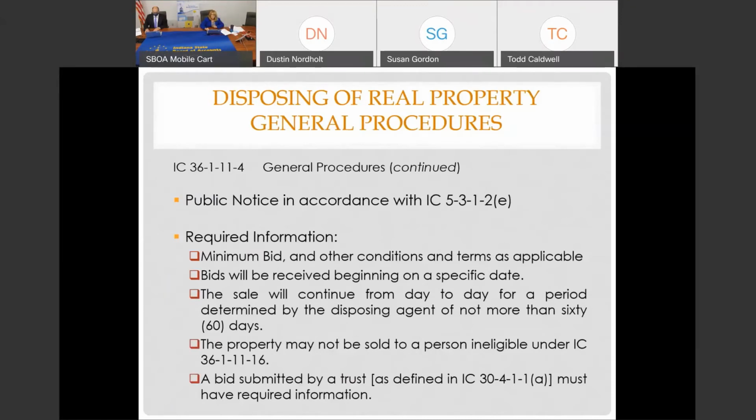We had the approval process, and we had an appraisal process. Now we have an advertising process, right? And the public notice is in accordance with 5-3-1-2-E, which was referenced on one of the previous slides. And there is a certain amount of information that has to go in that public notice. You have to discuss the minimum bid and any other terms and conditions. You have to discuss the date that bids will be received and the duration of the sale. And then again, there's those provisions regarding an ineligible person. And then there are usually provisions related to bids submitted by a trust that have to have certain pieces of information.